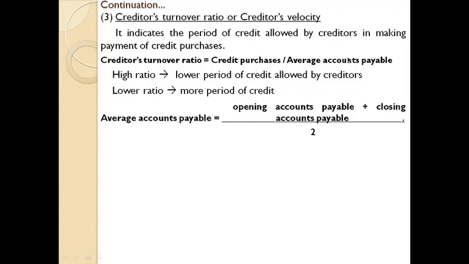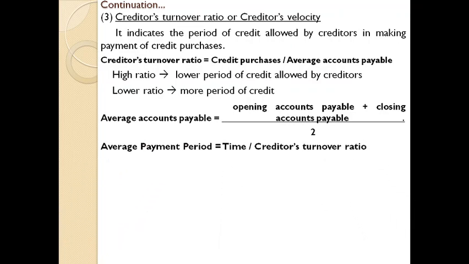And sometimes there will not be any information regarding average accounts payable. You all know what concepts come under average accounts payable. In that case, the only detail given in the question may be the creditors at the end of the financial year. You can take that closing creditors instead of average accounts payable. It is a similar concept as we have discussed in the case of debtors turnover ratio.